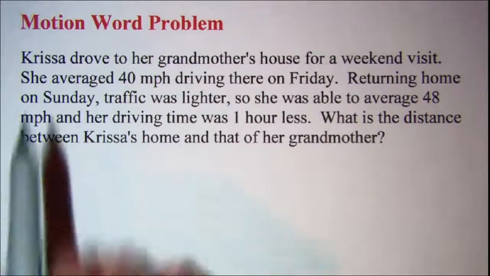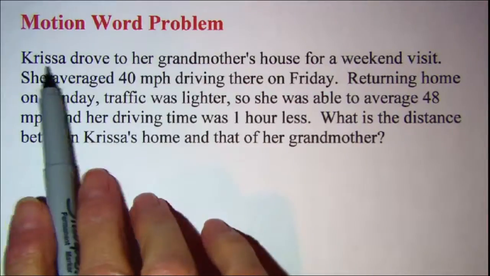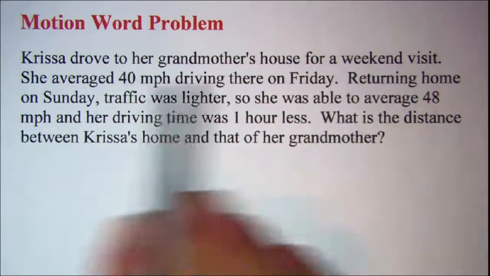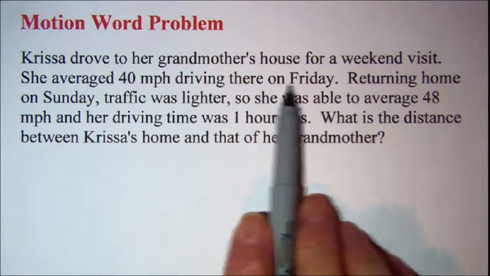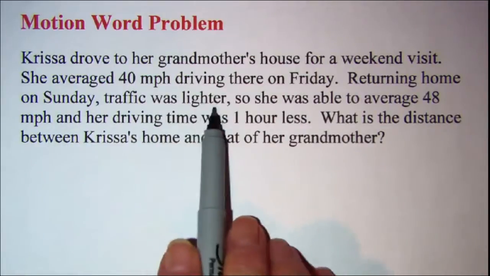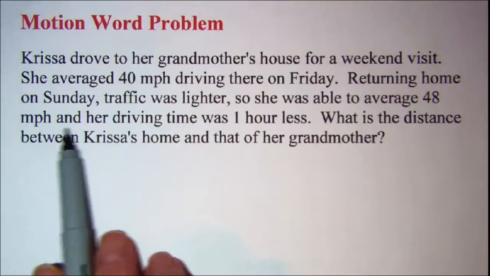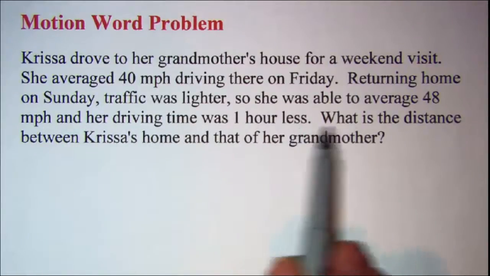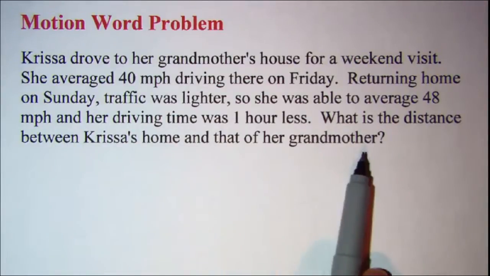In this video, we'll be doing a motion word problem. The problem is Krissa drove to her grandmother's house for a weekend visit. She averaged 40 miles per hour driving there on Friday. Returning home on Sunday, traffic was lighter, so she was able to average 48 miles per hour, and her driving time was 1 hour less. What is the distance between Krissa's home and that of her grandmother?